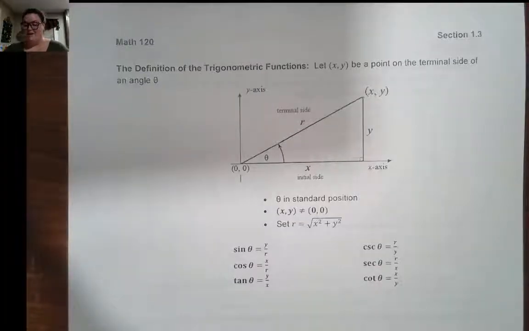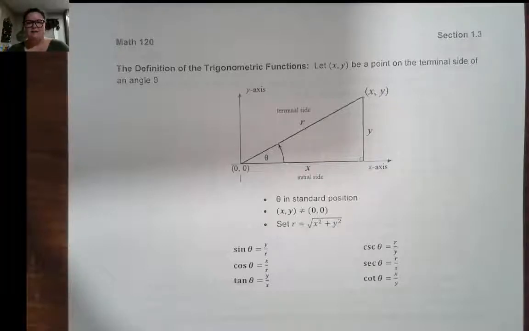Okay, so we are going to go ahead and move forward with section 1.3, and this is going to be all about defining the trig functions. Now there's a couple of things that I want to throw in as refreshers that will help us with this section. And the first one is rationalizing the denominator.